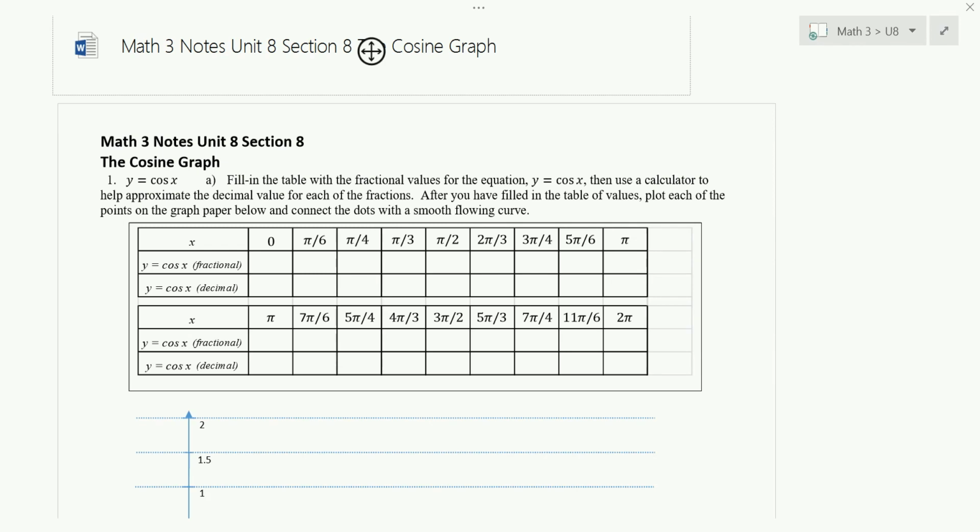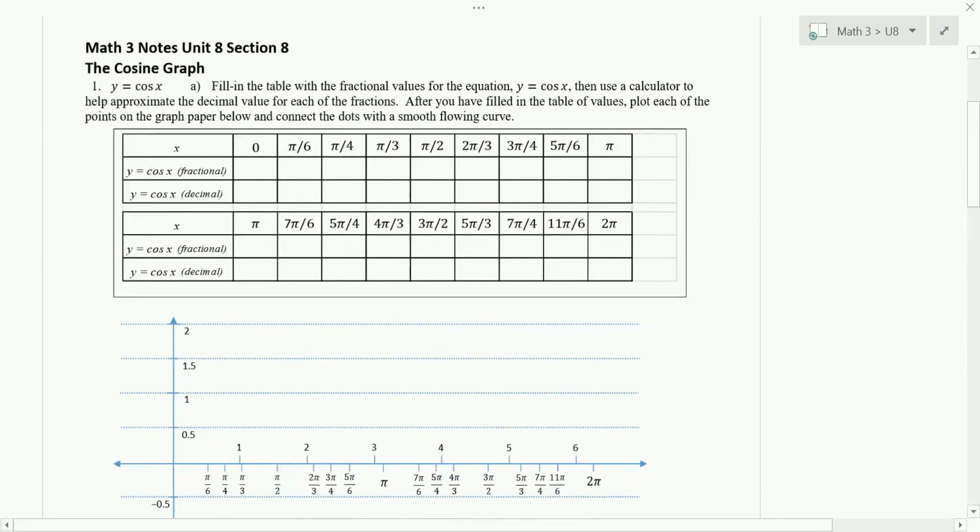Just to get the shape, we're going to fill in this table of points again. But as you saw with the sine graph, once we do that and get the shape, we're going to have a different method. So we're going to go quickly through. I'm going to help you get these points pretty quickly. I want you to plot them to find the shape.